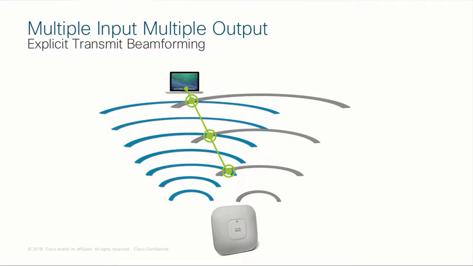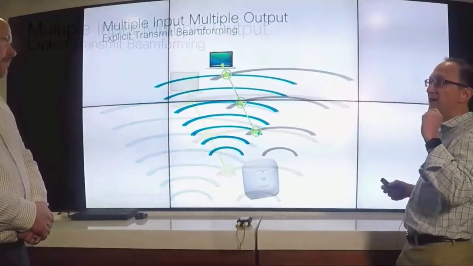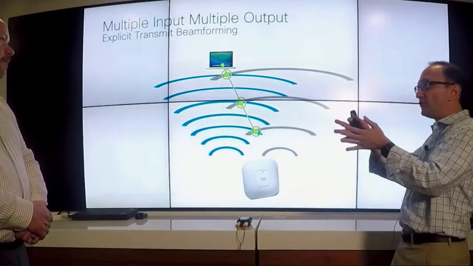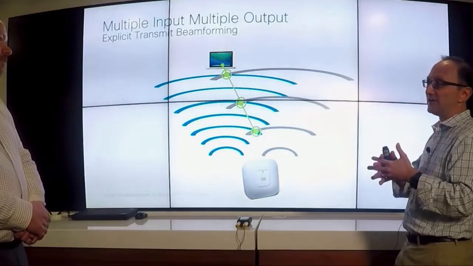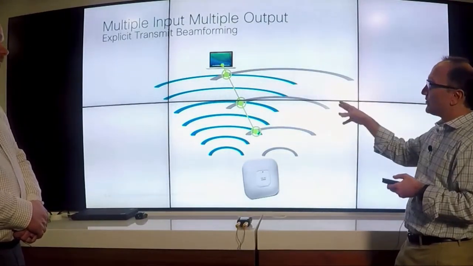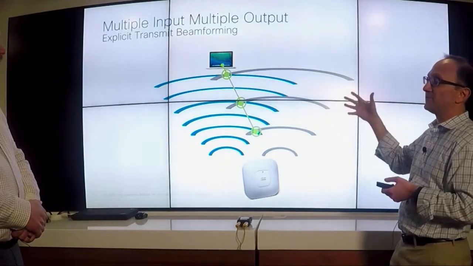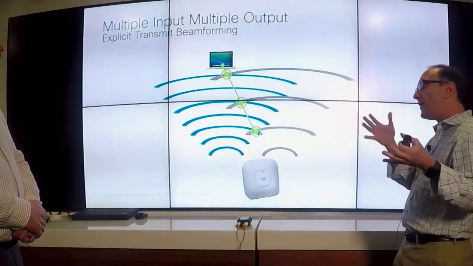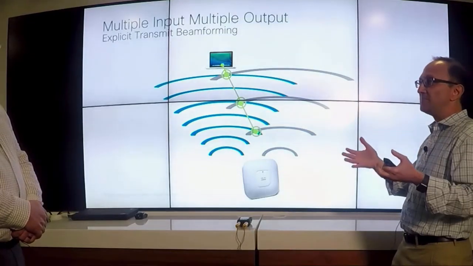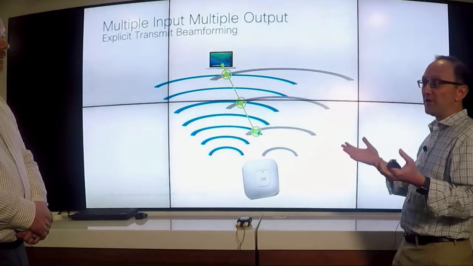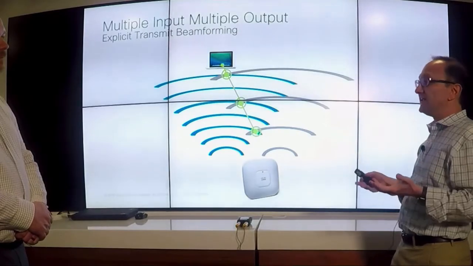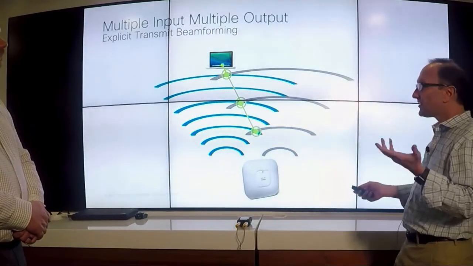So how does that happen? This is what we call explicit transmit beamforming. The explicit bit means you're going to tell me a little bit so that I have a clue as to how I'm going to steer those beams to get that increase in energy. Now, this actually was first looked at from an 802.11n perspective. The problem was that there were a couple different ways that it could be done, and no one could agree on which way they were going to do it, and so really we didn't see this used at all.